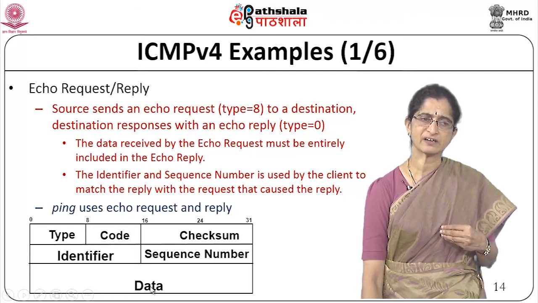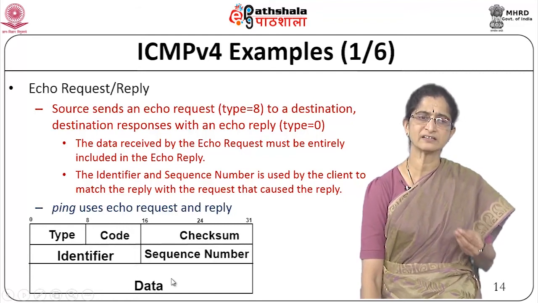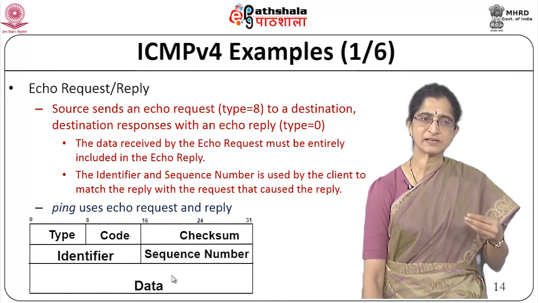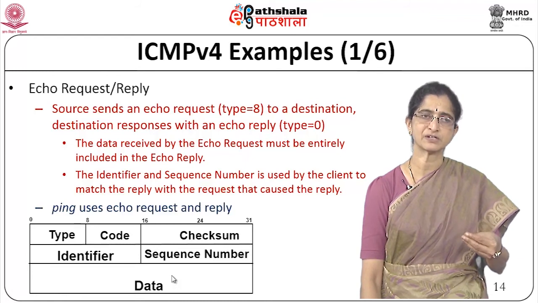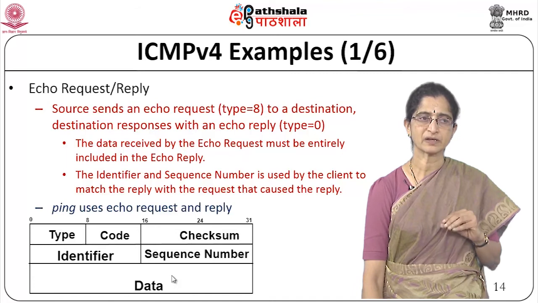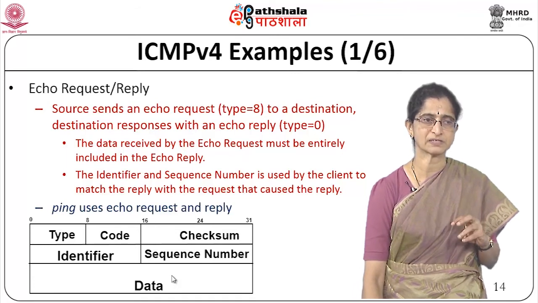Any data could be specified here, and this data also will be replied back, will be echoed back, okay? This again is basically to check that the end machine is able to extract this information, process it and send it back. So this is how echo request and reply messages are specified.